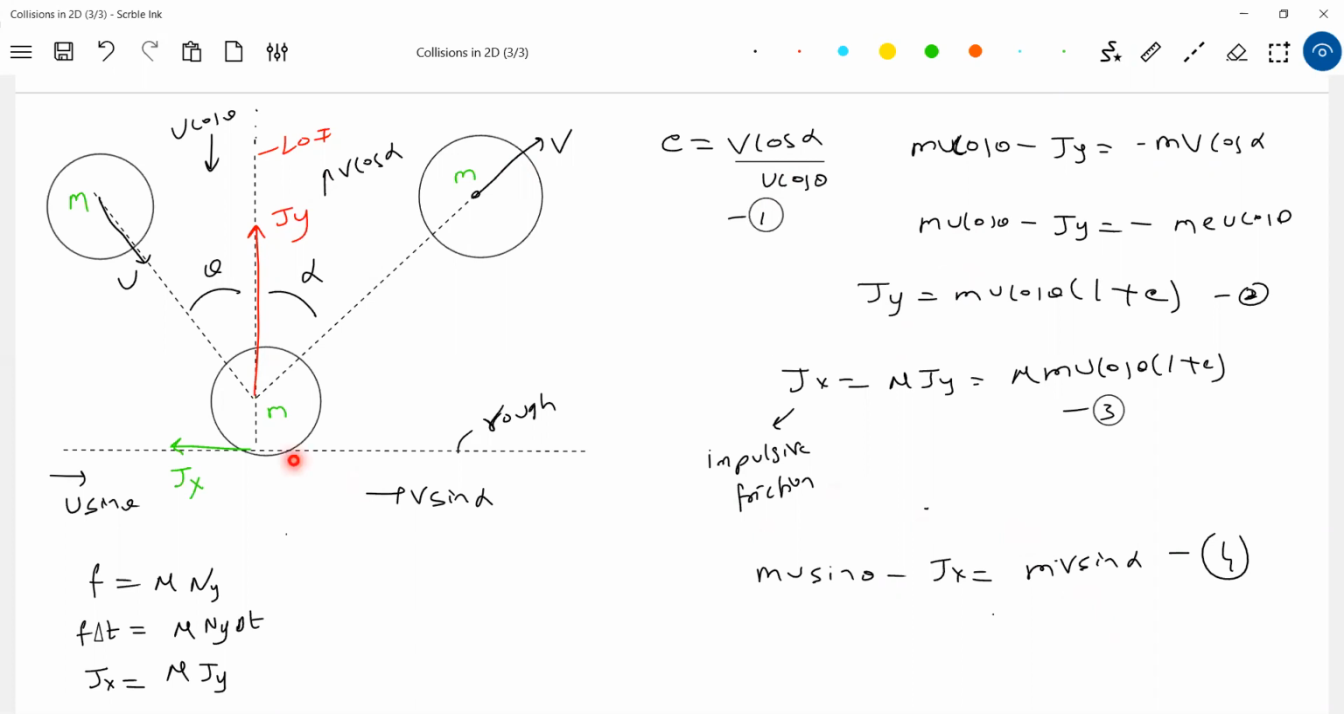Is momentum conserved along the x-axis? The answer is no. Anyway, momentum is not conserved along the y-axis.